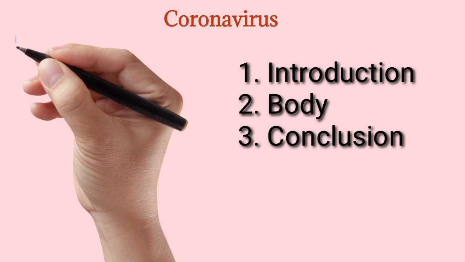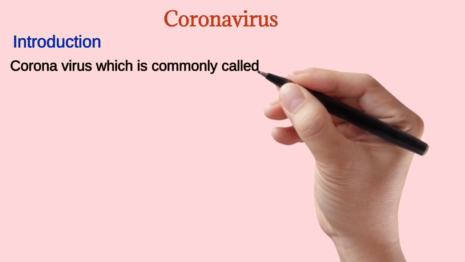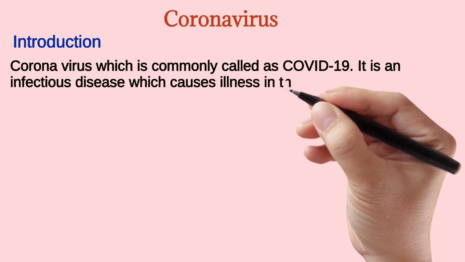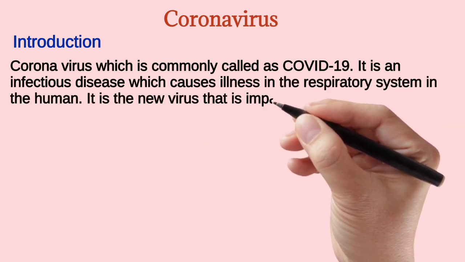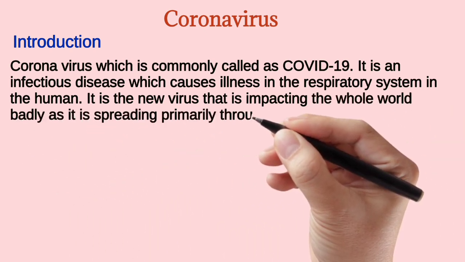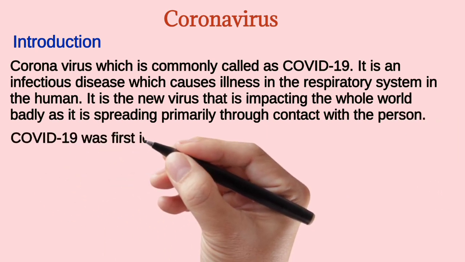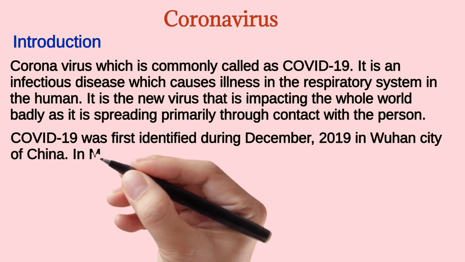Let's go. Coronavirus Introduction. Coronavirus, which is commonly called COVID-19, is an infectious disease which causes illness in the respiratory system in humans. It is the new virus that is impacting the whole world badly as it is spreading primarily through contact with the person. COVID-19 was first identified during December 2019 in Wuhan city of China.